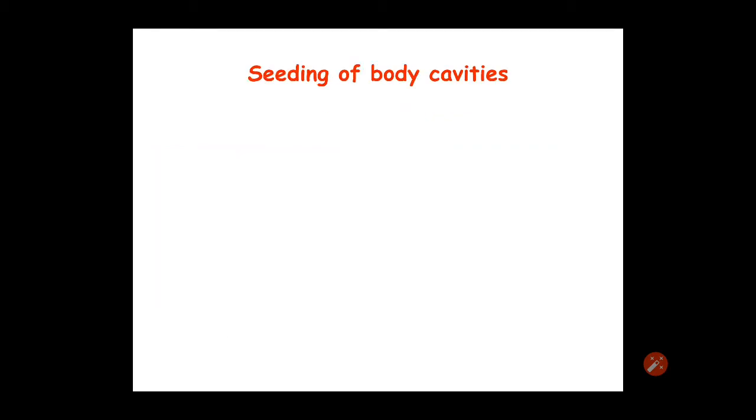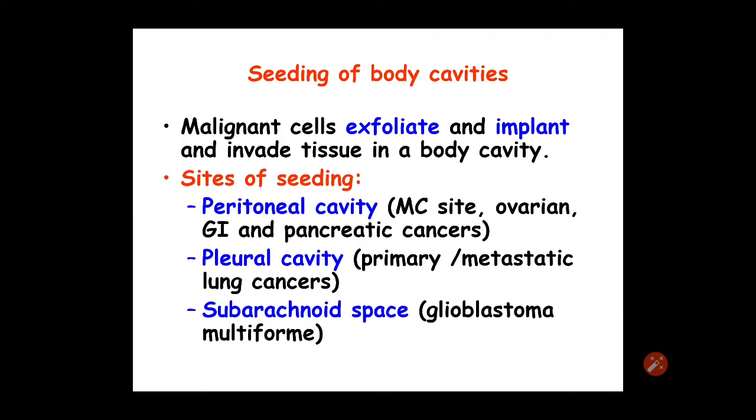All right, now seeding of body cavity. What happens here is that cells from the tumor mass are going to exfoliate, break out, and reach some body cavity. Examples of the body cavity where they go include the peritoneal cavity, pleural cavity, or the CSF in the CNS. Usually for that to happen, the site of interest is going to be filled with fluid or has some fluid in it. In this case, peritoneal fluid, pleural fluid, or the cerebrospinal fluid.